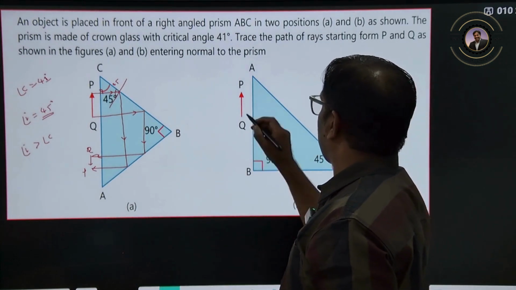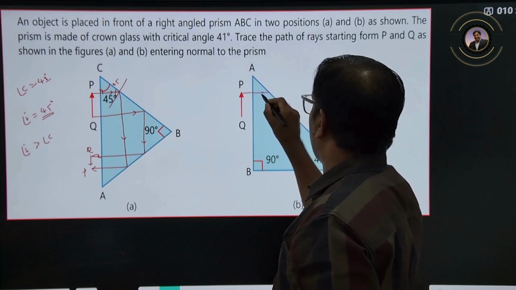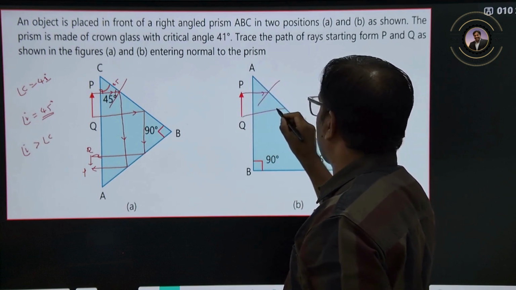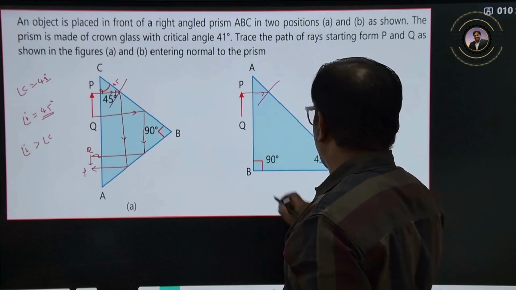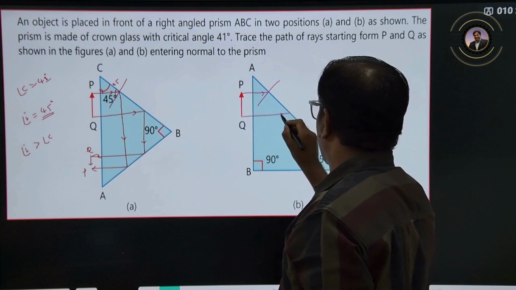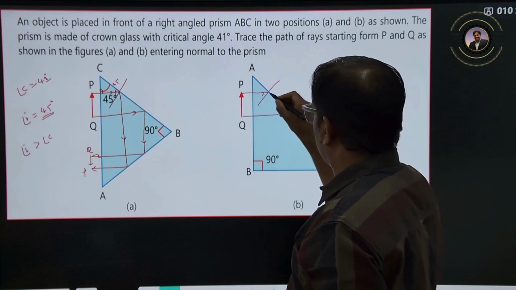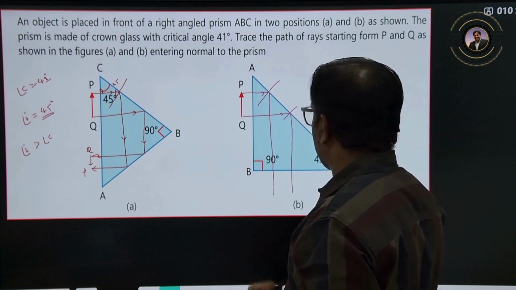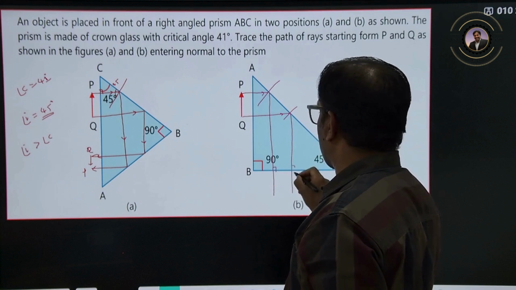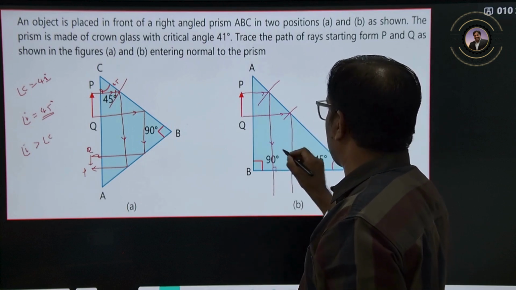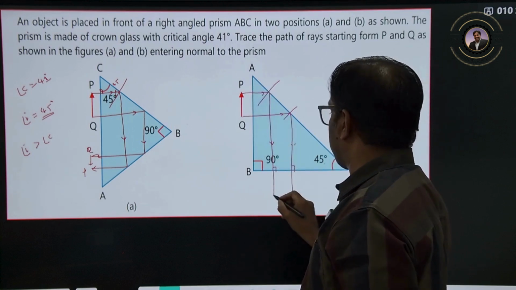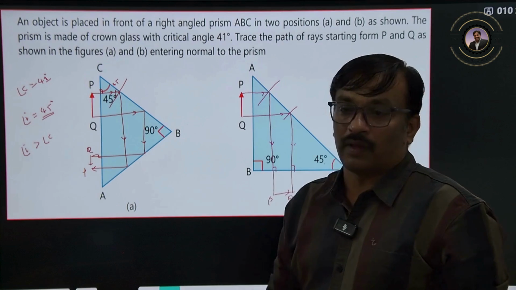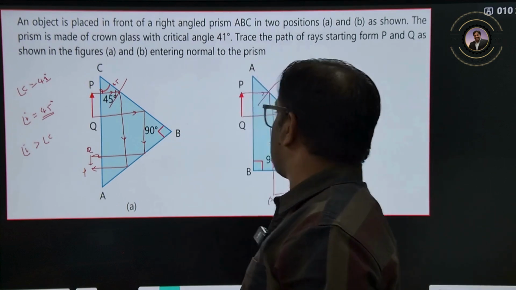So one more here, no? Therefore here also it will go. This is 45, means this also 45. Again total internal reflection will take place, no? Right? So therefore it will go out onto this one. Clear? So normal incidence here, normal incidence, no? Therefore here it will go like this, go like this. This side it is P, and this is Q. In this way the images.